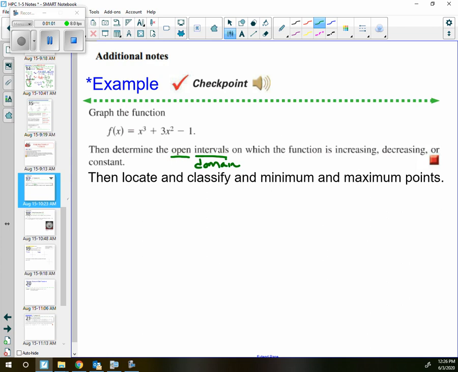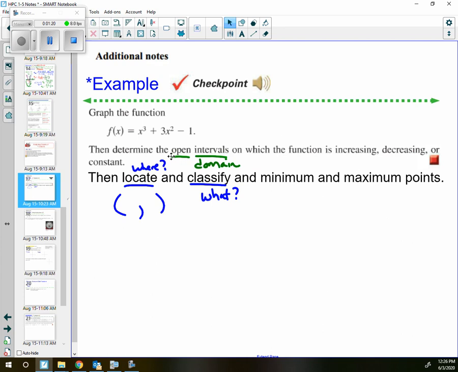And then we're also going to locate and classify maximums and minimums. Locate means, hey, what's the ordered pair? Like, where is it? So that's the where question. And then classify means the what. Like, what kind is it? Is it a max? Is it a min? Is it relative? Is it absolute? So it's kind of the where and the what. So we're going to do all that.